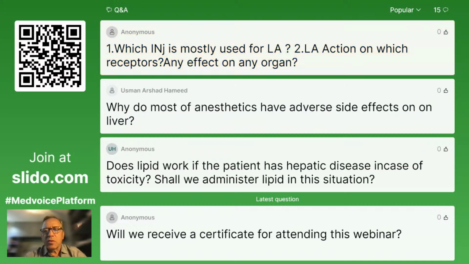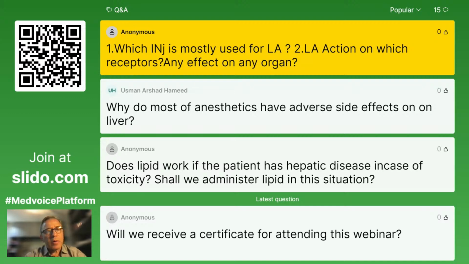Next question is, which IN-J is mostly used for local anesthesia? I'm not sure what IN-J means. You need to clarify that abbreviation. Maybe which needle, I don't know. Local anesthetic on which receptors? We have spoken about that. The local anesthetic works on sodium receptors, blocking them from inside. And we've spoken about the local anesthetic effect on many other organs.